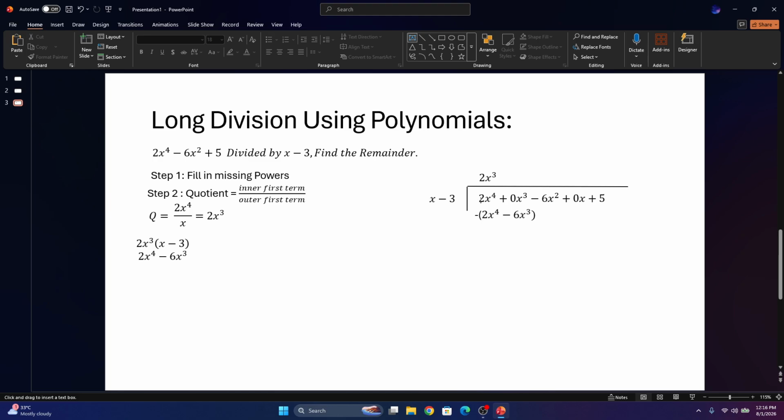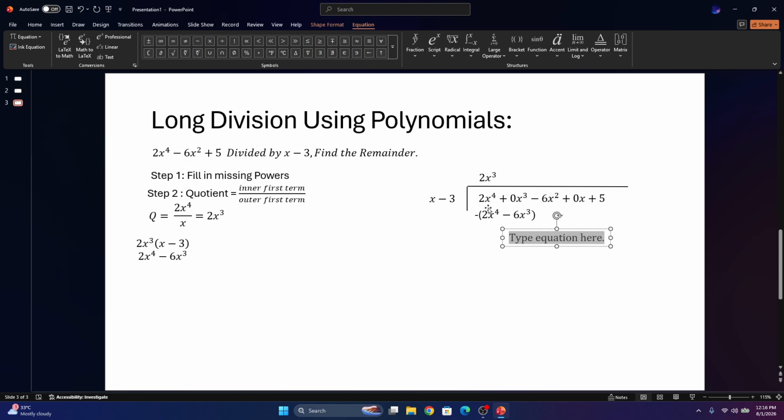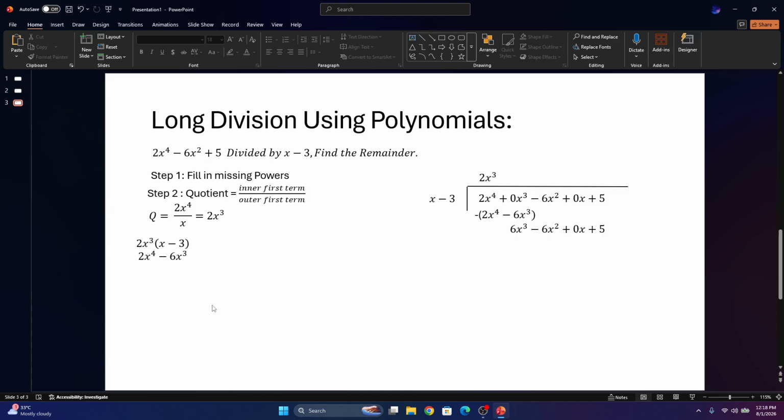And so now what we're going to be left with is 0x to the fourth here, so we can ignore that since we have subtracted 2x to the fourth from 2x to the fourth. So what we're going to be left with is 6x cubed minus 6x squared plus 0x plus 5. Now, as you guys can see, our inner first term has changed to 6x cubed. And now we can use this rule again to find our next quotient.